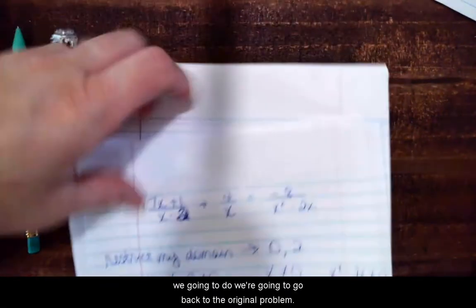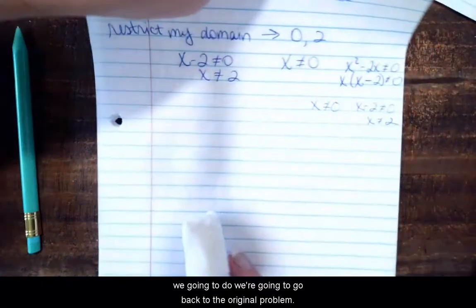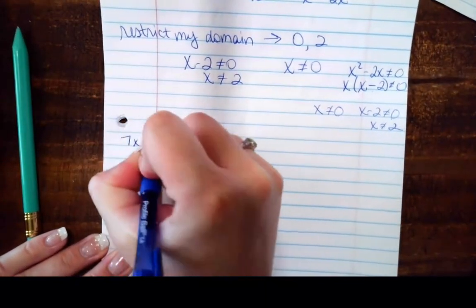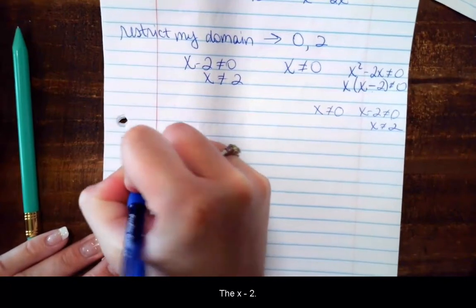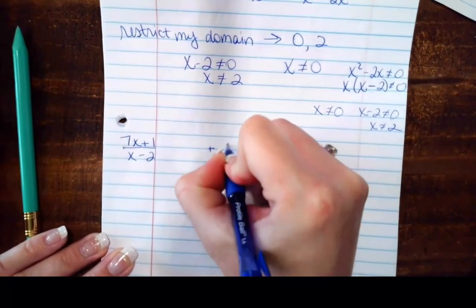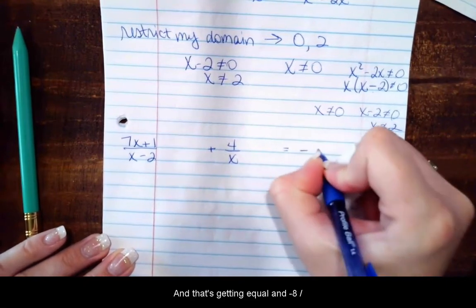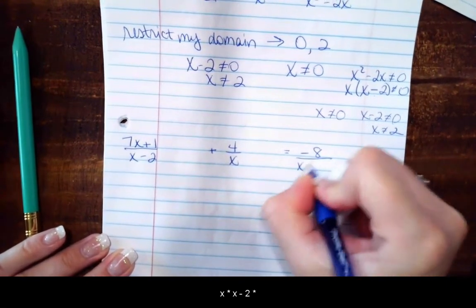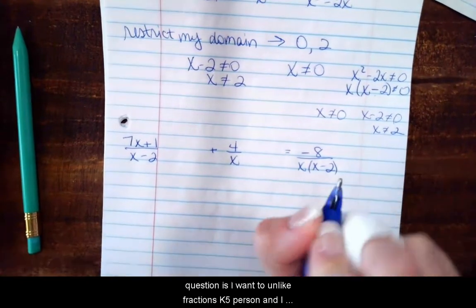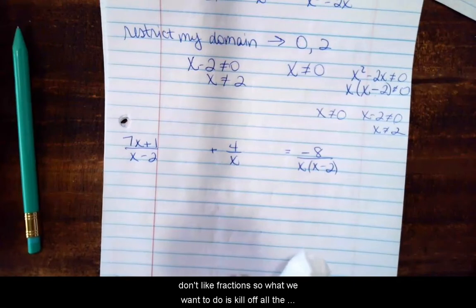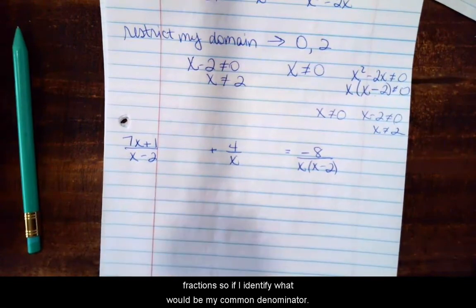So now what are we going to do? We're going to go back to the original problem, and we're going to set this thing up with plenty of room to write. I've got x minus 2 plus 4 over x, and that's going to equal a negative 8 over x times x minus 2. So our question is, I don't like fractions. I'm a math person, and I don't like fractions. So what we want to do is kill off all the fractions.